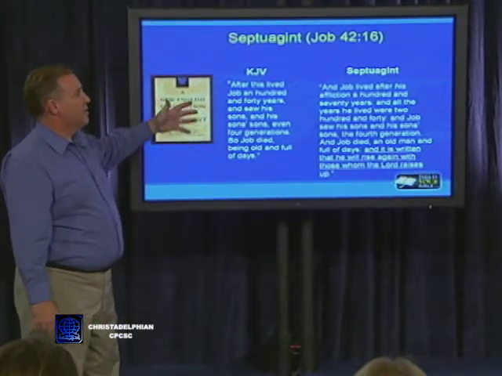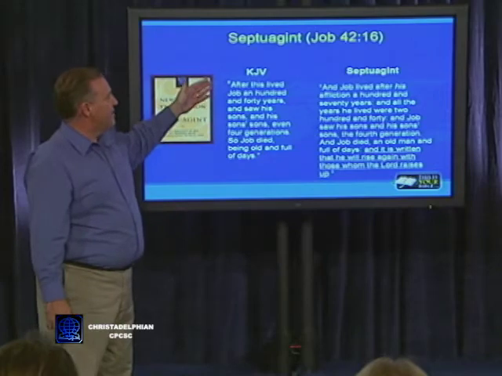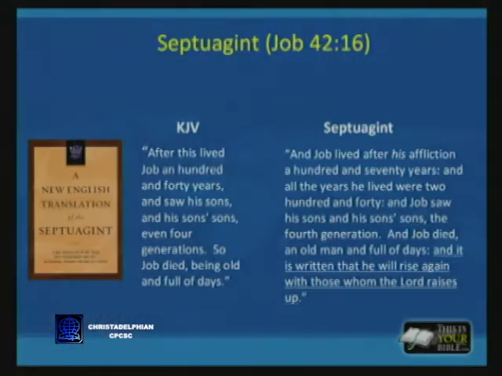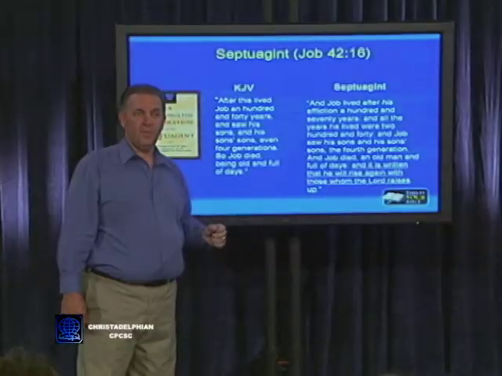Look at this comparison between the King James, where it says, "After this lived Job 140 years, and saw his sons and his sons' sons, even 4 generations. So Job died, being old and full of days." In the Septuagint, the same verse reads, "And Job lived after his affliction 170 years. And all the years he lived were 240. And Job saw his sons and his sons' sons, the 4th generation. And Job died, an old man and full of days. And it is written that he will rise again with those whom the Lord raises up."